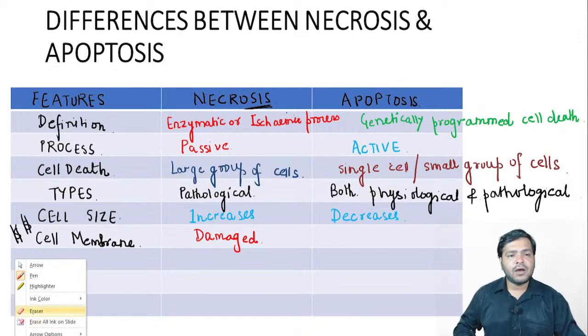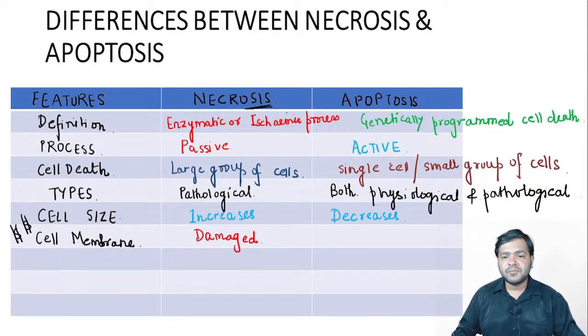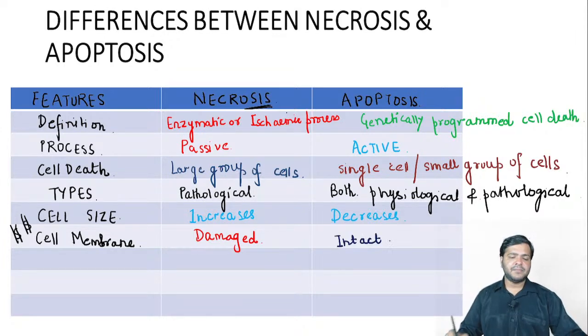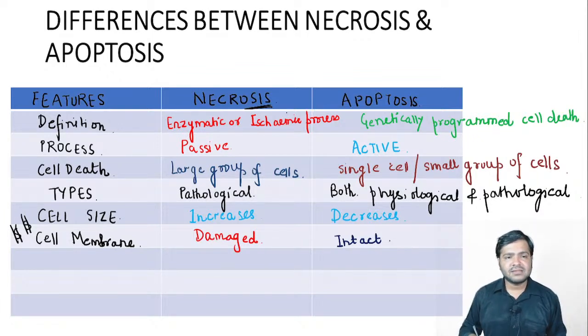Whereas when we come to apoptosis, since there is no activation of phospholipase, the cell membrane is intact. There is no activation of phospholipase in apoptosis. We'll discuss the pathogenesis in another few minutes, but before that, just complete this table.